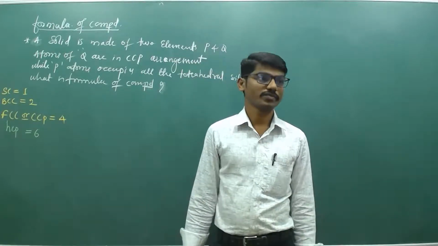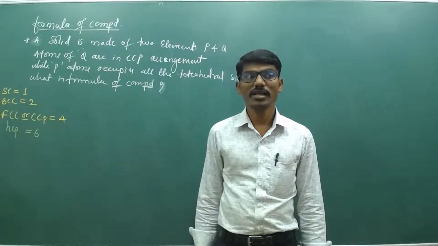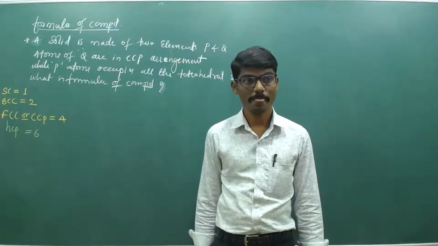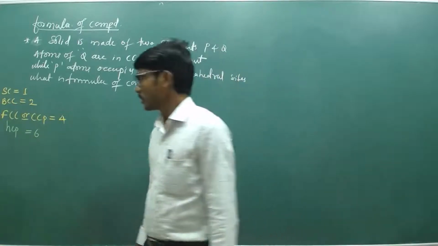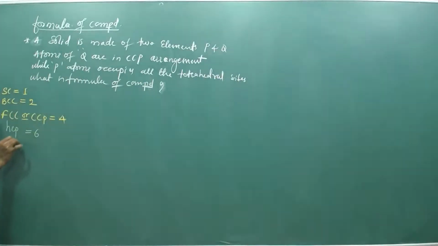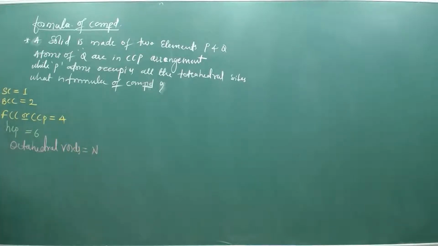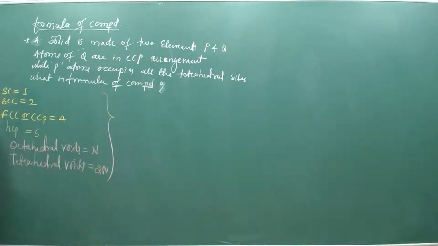And as we know, for a crystal containing n number of spheres, the number of octahedral and tetrahedral voids is given by the formula: octahedral voids equal n, the number of spheres, whereas tetrahedral voids are given by 2n. So this is known data.